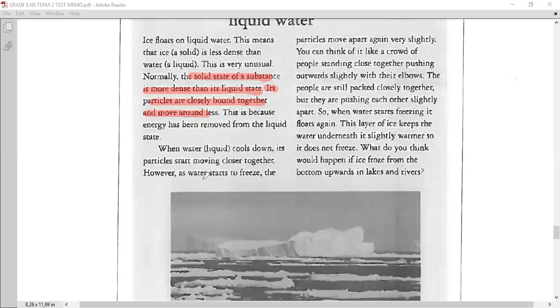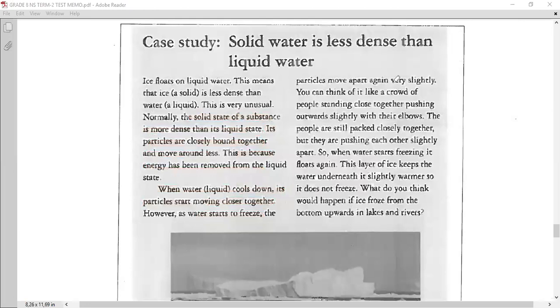However, as water starts to freeze, okay? So water freezing, why? Because you have winter conditions. The particles move apart again very slightly. You can think of it like a crowd of people standing close together, pushing outwards slightly with their elbows. So what happens is that the volume increases. Same mass, volume increases. If you remember from the density relationship, the density decreases. It will have lower density. The people are still packed closely together, but they are pushing each other slightly apart.